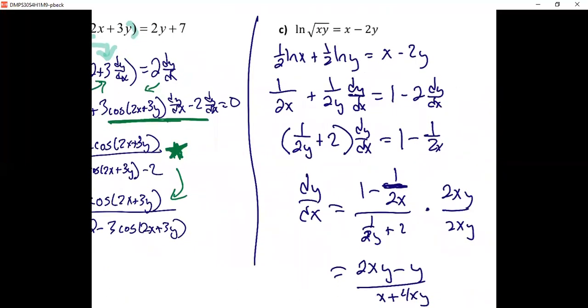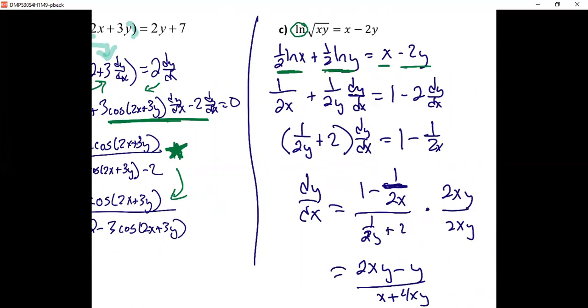And then part C, logarithms. What we've learned from logarithms is logarithms are very, very flexible if you know how to use them. And thankfully, we do know how to use these. So I'm going to take the natural log of the square root of xy and break it up into 1/2 natural log of x plus 1/2 natural log of y. Once I have that, this is just really a straightforward rewriting.